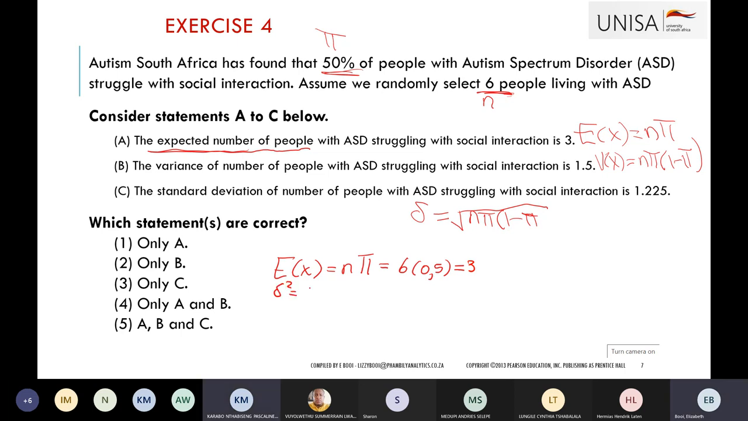The variance is n times pi times 1 minus pi, which is 6 times 0.5 times 1 minus 0.5. And what do you get? 1.5. And we know that the standard deviation is the square root of the variance. Therefore, it is the square root of 1.5. And what do you get? 1.225. So which one of the statements is incorrect? That is, oh sorry, it's correct. That is incorrect. Therefore, number 5 is the correct answer.